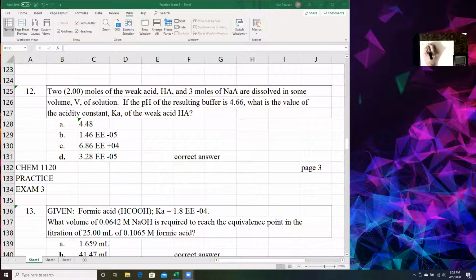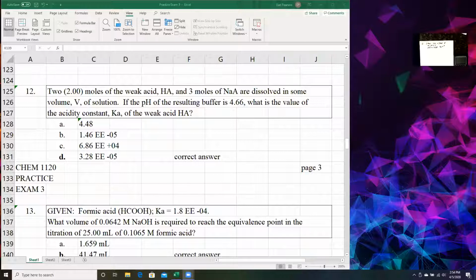2 moles of some acid HA and 3 moles of its conjugate base, A minus, says NaA, but we don't care about the sodium, it's a spectator ion, in volume is equal to V. We don't know what the volume is. And it says if the pH is equal to 4.66, what is Ka?